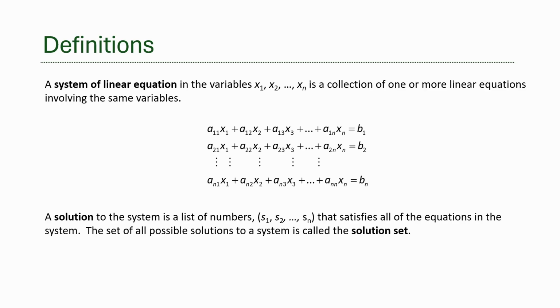Now, a solution to the system is a set of numbers, s1 through sn. It's an ordered n-tuple that satisfies all of the equations in the system. And collectively, all of the solutions together are what we're going to call the solution set. Okay, so let's look at this in a little more detail here, because if that seems like a really messy, complicated way to write this, you're not wrong. And it turns out we can do better.